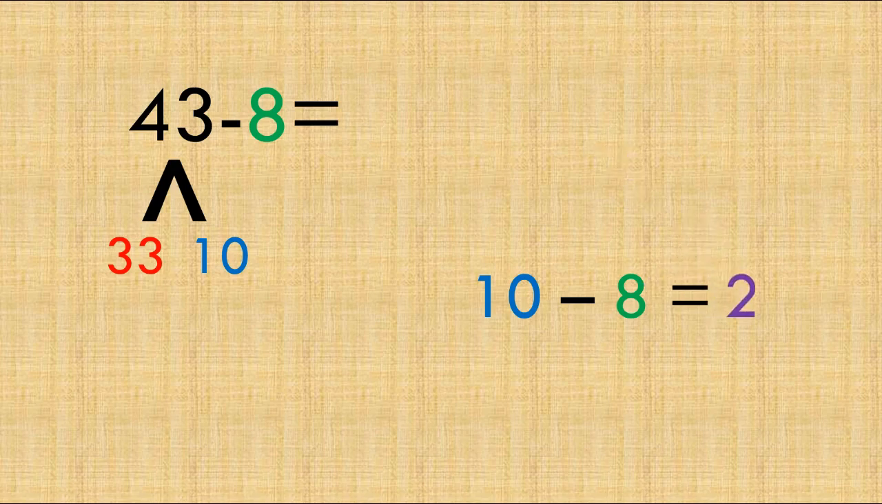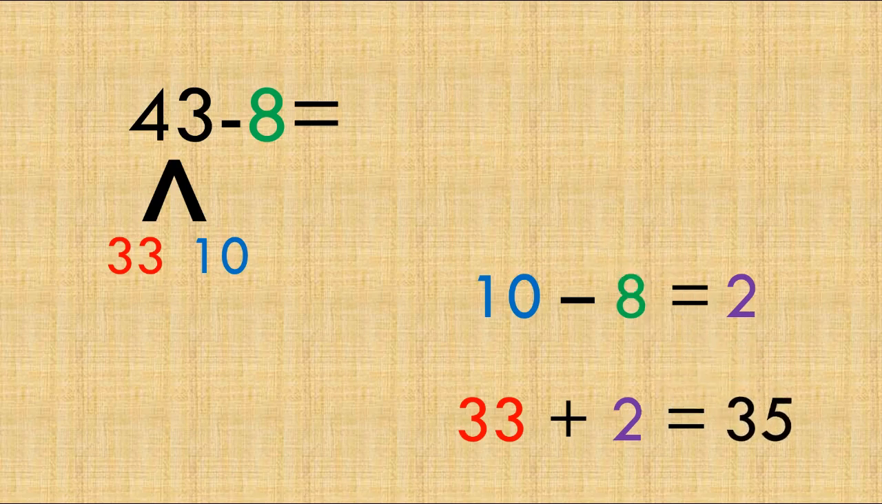2. Very good. Now go ahead and write down our next number sentence. Did you write down 33 plus 2? What is 33 plus 2? 35. If you got 35, give yourself a kiss on the brain, because 43 minus 8 equals 35. Okay, here's your next one. 25 minus 7. Go ahead and do this all on your own.